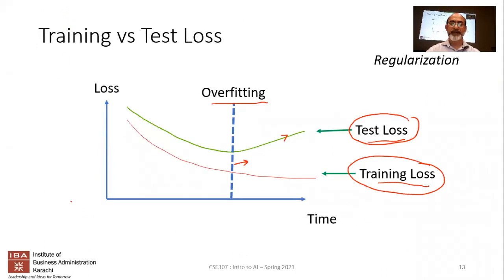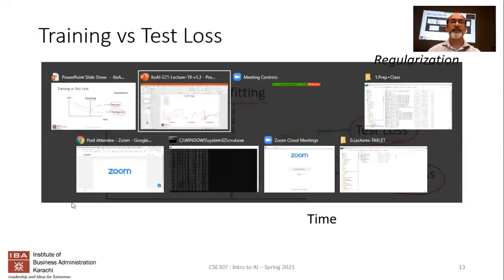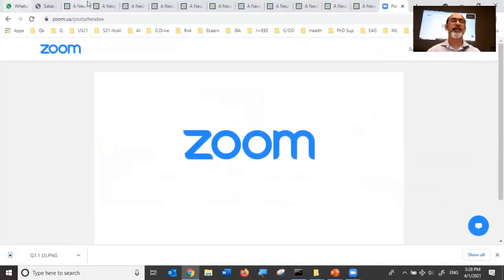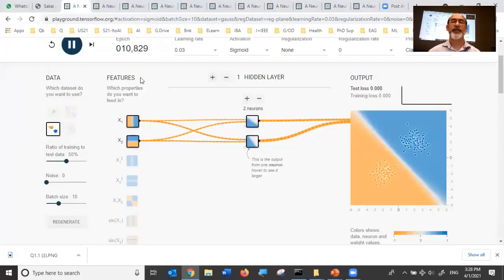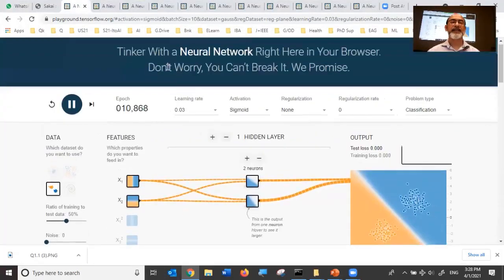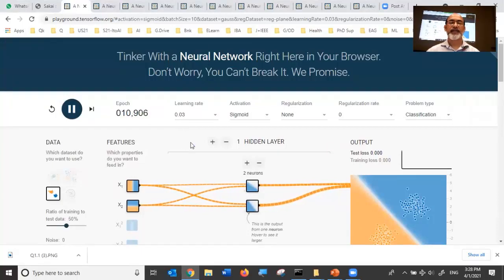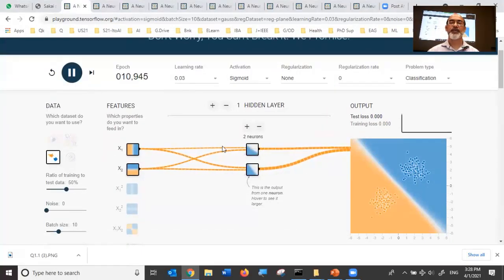So now let's go back to our neural network, and let's take a look at what is happening over here when we're trying to use data which is linearly separable, and we're trying to use a simple two neuron network. In this case, what you're seeing is that both the test loss and the training loss are zero. So it's a very good, accurate fit.